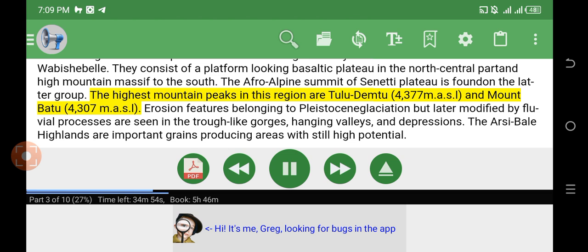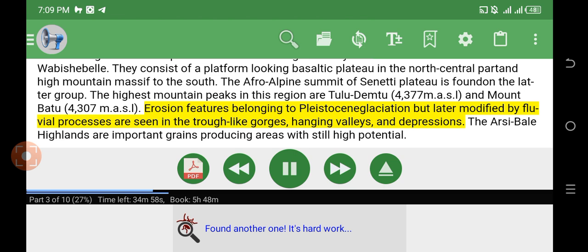Erosion features belonging to Pleistocene glaciation but later modified by fluvial processes are seen in the trough-like gorges, hanging valleys, and depressions. The Arsi-Bale Highlands are important grains-producing areas with still high potential.